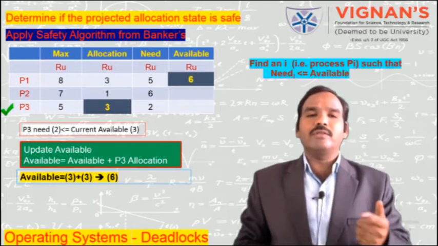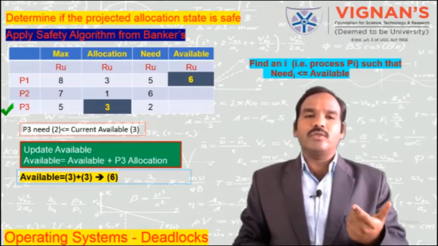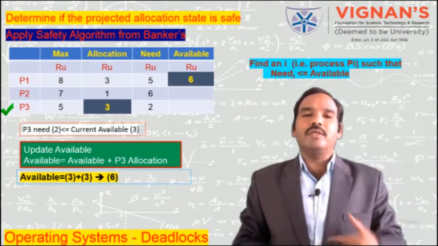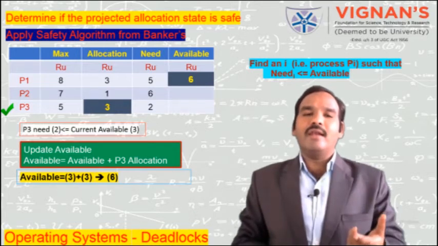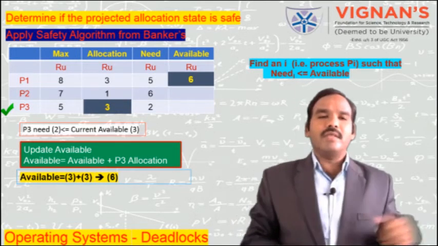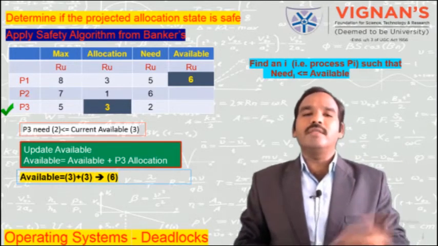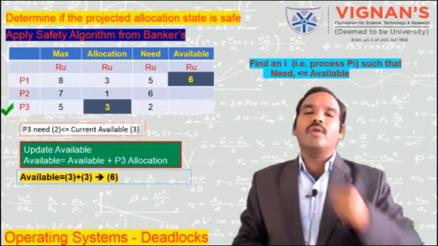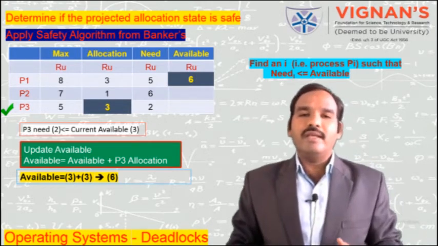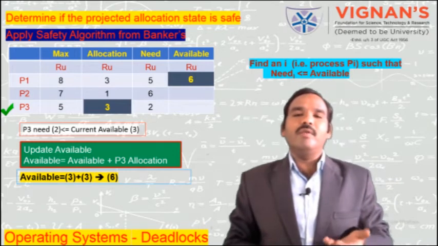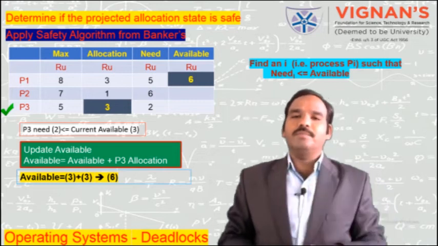Why are we adding this? Once we allocate the required resources to P3, after completion of execution, P3 releases the allocated resources. Because P3 completed its execution, it releases the resources, and we add those resources to the available resources. Then available is updated, or incremented. So what is the availability now? 6. P3 is done; P3 completed its execution.